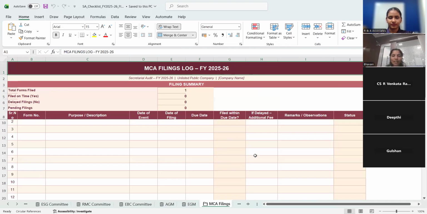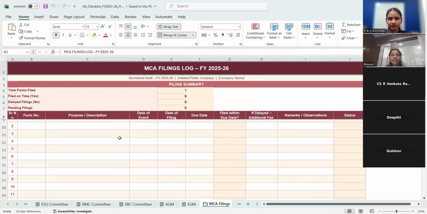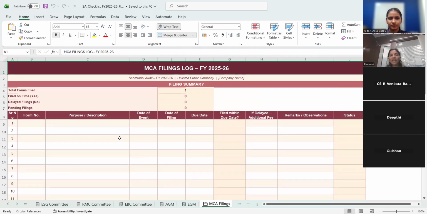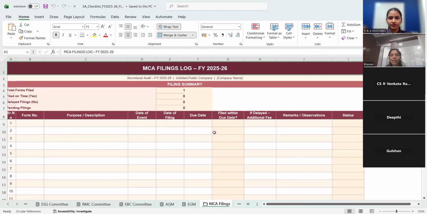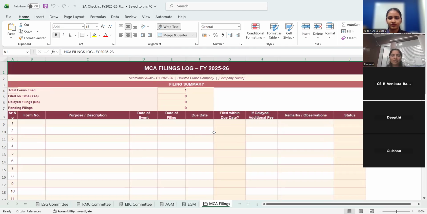Can we go to other things? Yeah, MCA filings. This is something which is required to understand whether the company is governance oriented in filing the forms on time or not, whether there are multiple deviations in filing the forms. For that, we need to understand and create this kind of table. Let us go to the next thing.